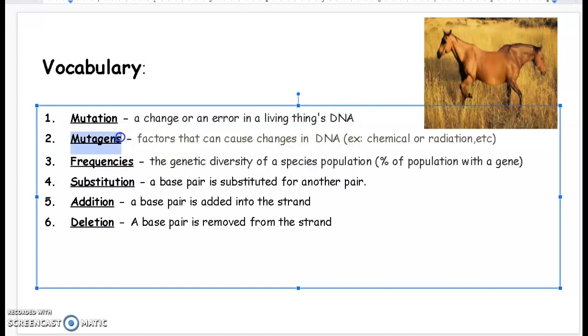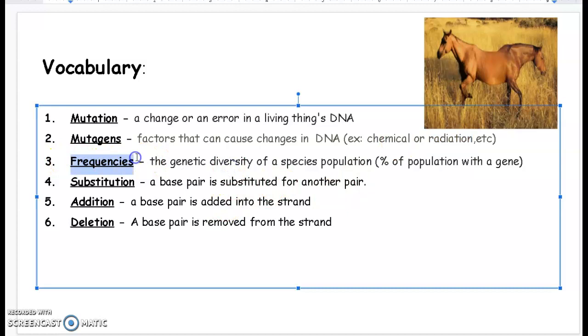A mutagen is a factor that can cause changes in the DNA. So examples, it can be chemicals. Chemicals can be toxic to the DNA. Or radiation. If you remember from an assignment a few weeks ago, we talked about how UV radiation can damage DNA. And so radiation is also a factor.